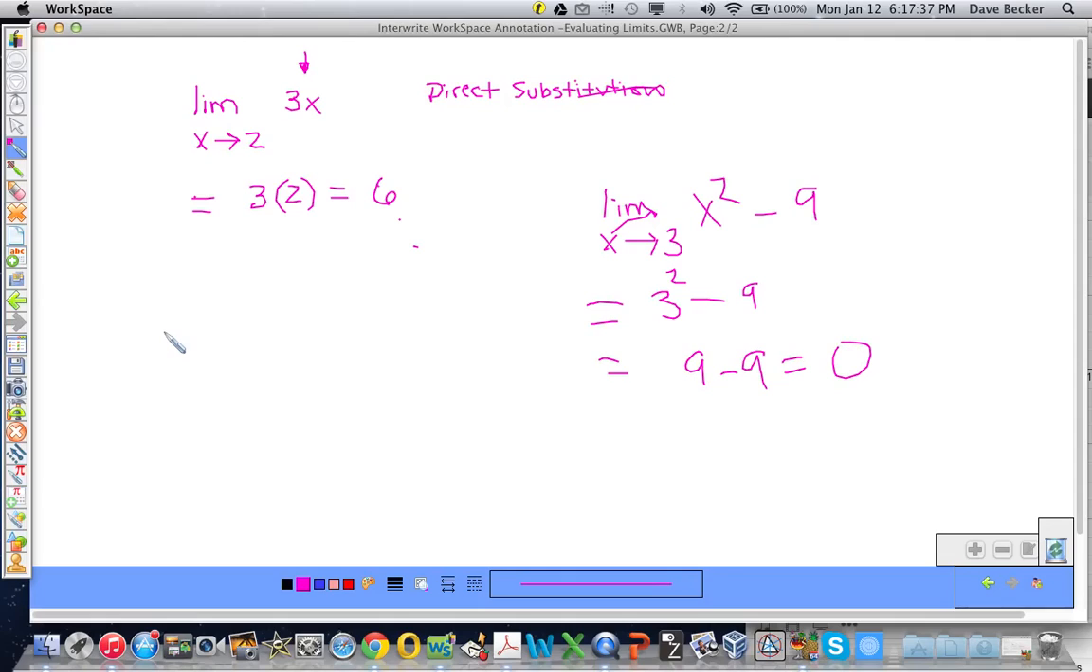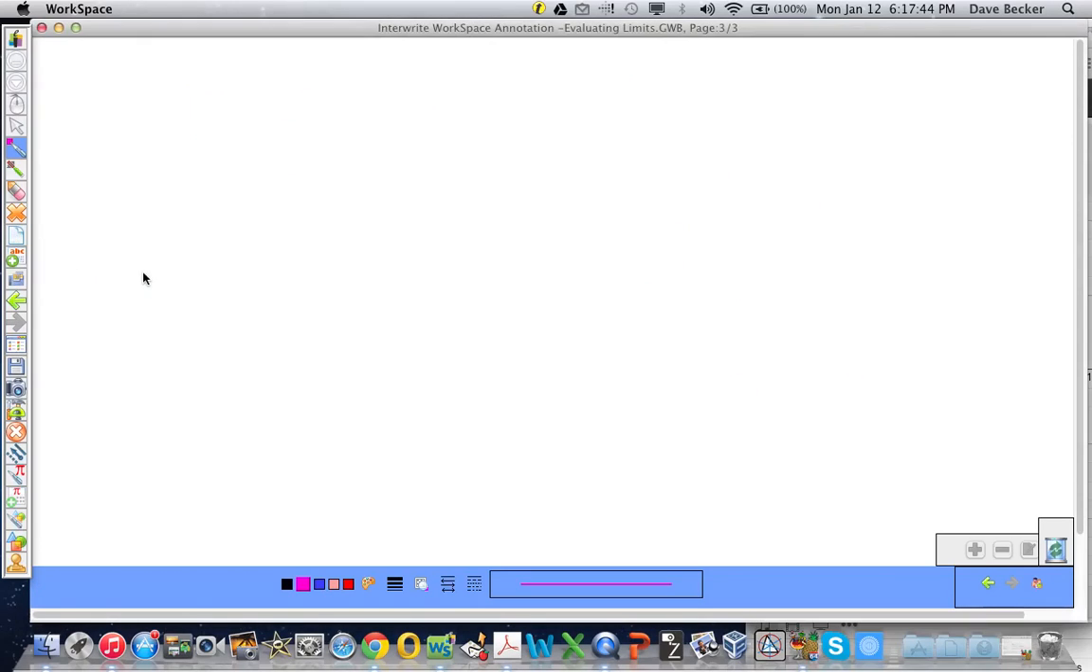Okay. Well, what if there is a problem? What do we do then? Well, that's when we do a little bit of algebra. For example, let's say I ask you to find the limit as x approaches 4 of x squared minus 16 over x minus 4.